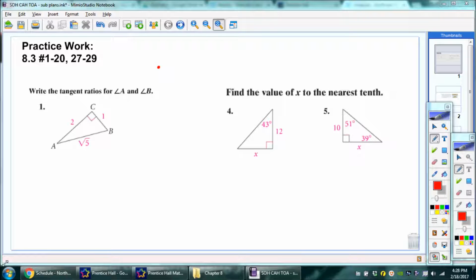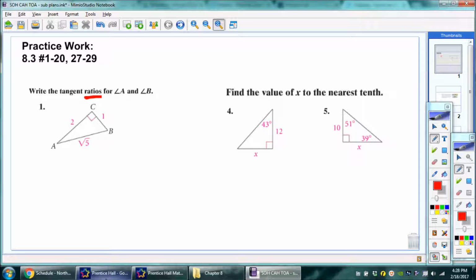Alright, so I'm going to do a couple examples from section 8.3, 1 through 20, and then 27 through 29. So I'll do a few here. The first one's asking you to do the tangent ratio of angle A and angle B. So keep in mind, the word ratio just means fraction. So you're trying to find the relationship. And keep in mind, tangent is opposite over adjacent.